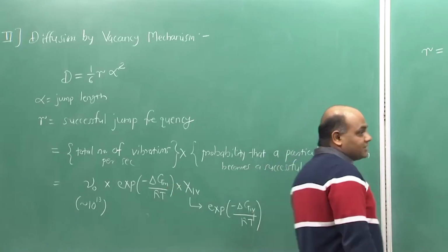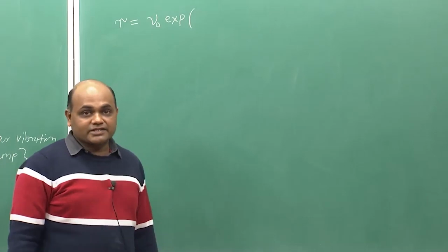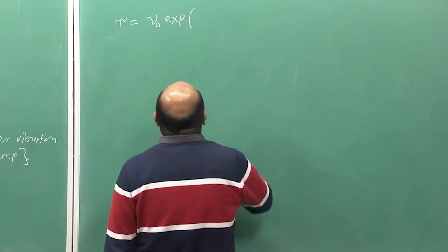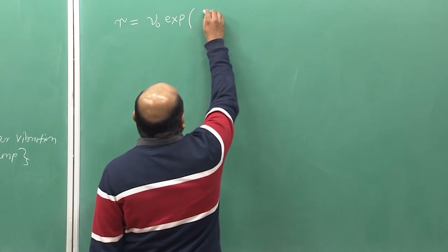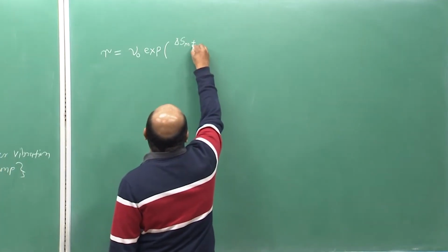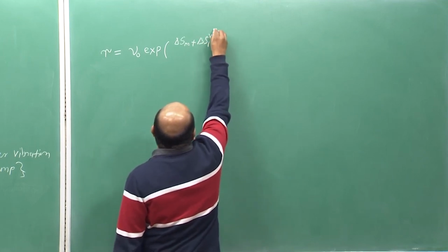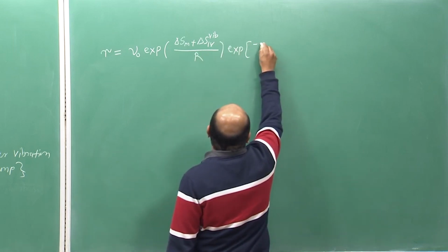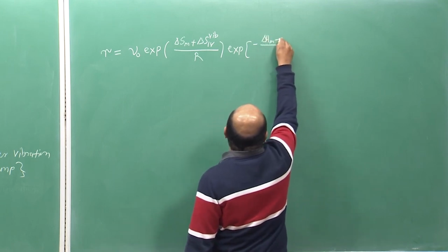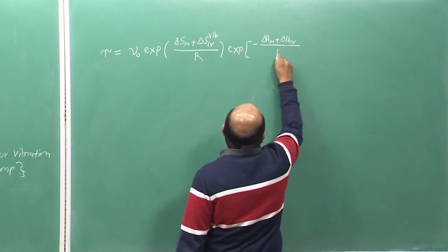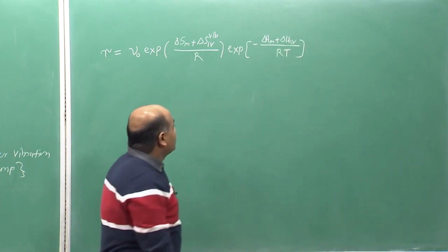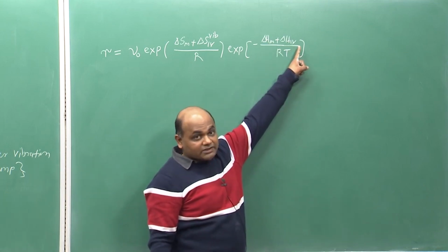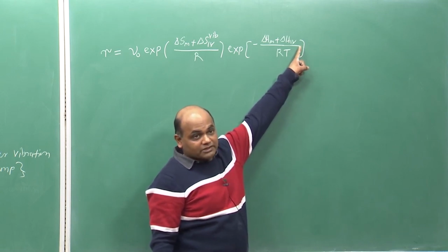Now, if we write delta G as delta H minus T delta S, and then if we take the entropy and enthalpy terms together, we can write nu 0 exponential delta S m plus delta S 1 v vibrational divided by R times exponential minus delta H m plus delta H 1 v divided by RT. Here delta H m is the enthalpy of migration and delta H 1 v is the enthalpy of mono vacancy formation.